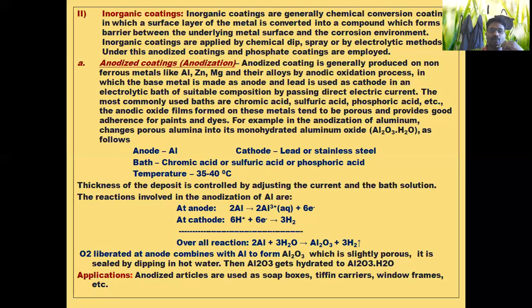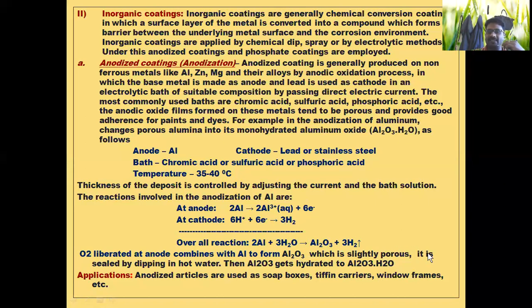The reactions involved during anodization of aluminum are, at the anode, aluminum oxidizes and forms 6 electrons. And at the cathode, hydrogen is liberated. So the overall reaction is 2Al plus 3H2O gives Al2O3 plus 3H2. Actually, during the anodization of aluminum, oxygen gas is liberated at the anode. This oxygen gas combines with aluminum to form Al2O3, which is slightly porous.